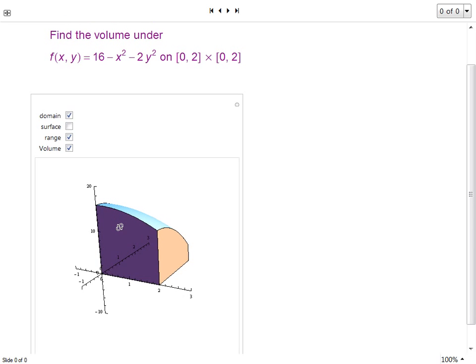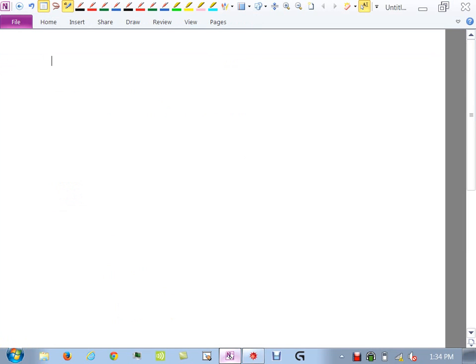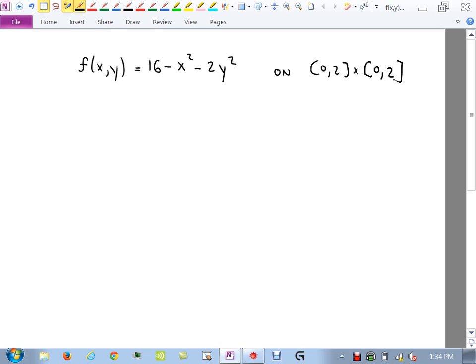So let's go ahead and set it up. This will be our first double integral. So I'll write down the function. We have f of x, y equals 16 minus x squared minus 2y squared on 0, 2, 0, 2. So I'm going to set the integral up first.